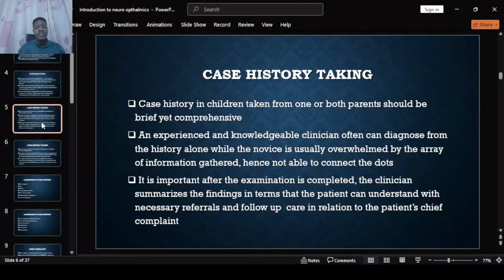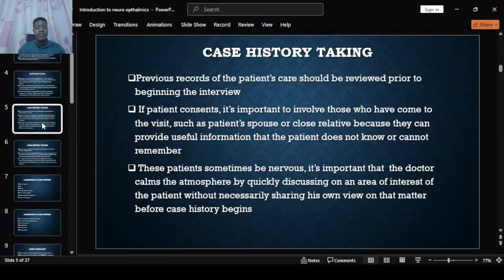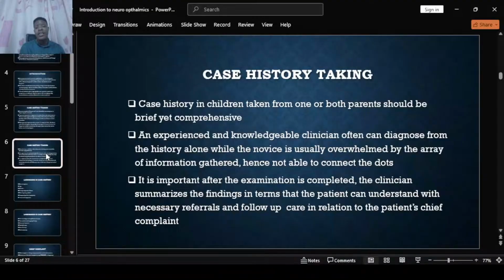So, case history in children is taken from one or both parents and should be brief yet concise, because children might not be able to give you detail of whatever is going on. Even though we want to hear from them, we also want to hear from both parents or one of the parents, so that we can have detailed information of what is going on.